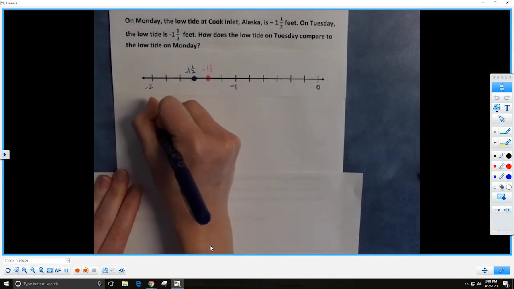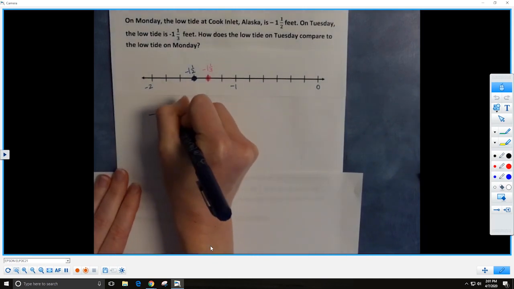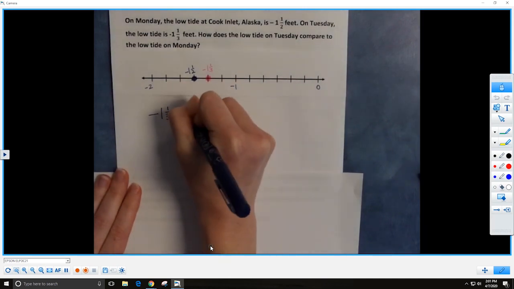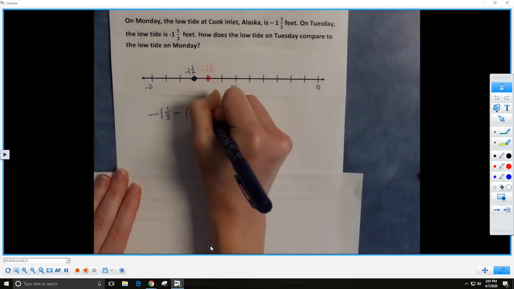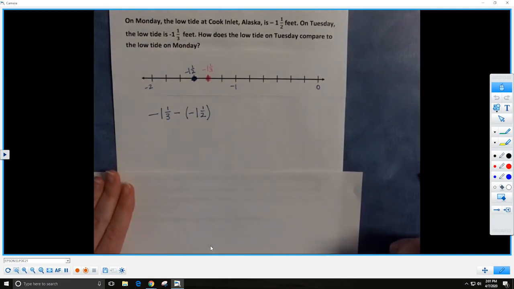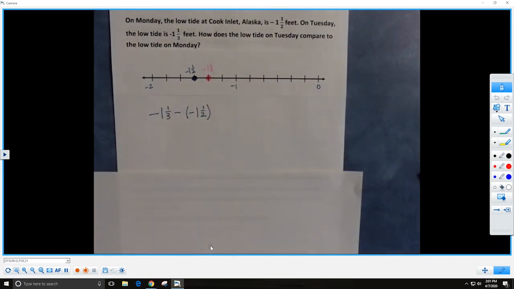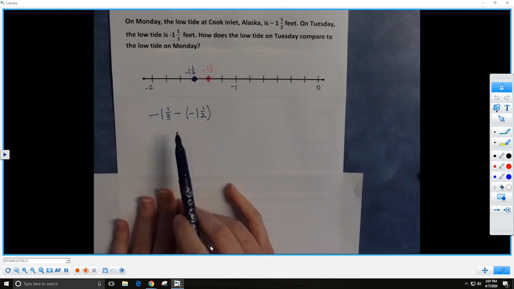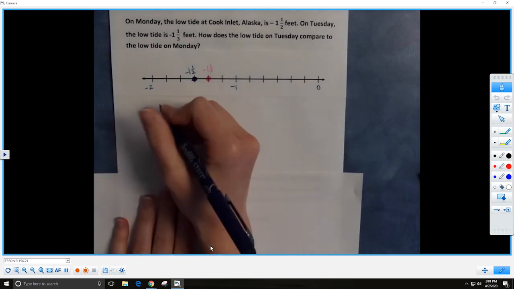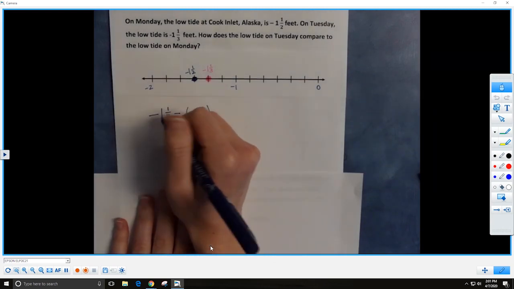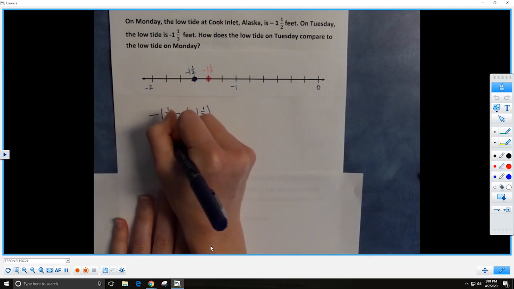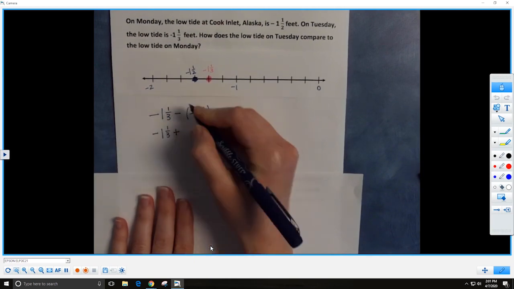We could write -1 1/3 minus -1 1/2 to find the difference in the two amounts. Remember that finding a difference means subtraction. We know that we can add the opposite. We just discussed that in our previous example. When we're subtracting, we can add the opposite. And so this will be -1 1/3. We're going to add the opposite.